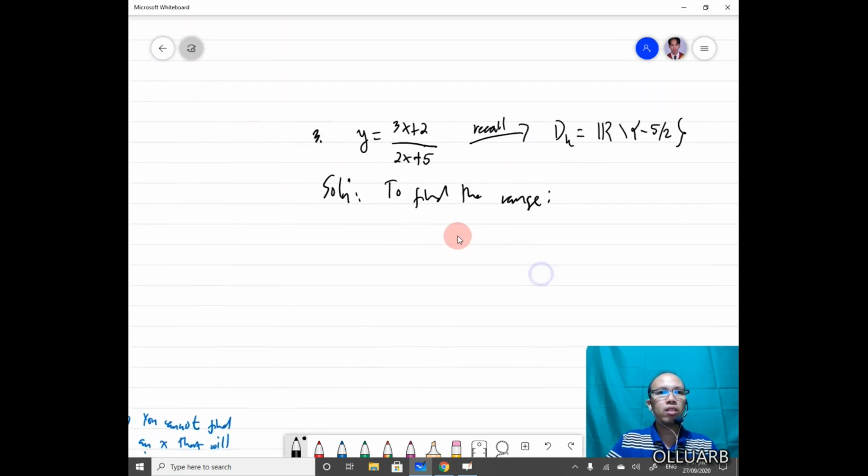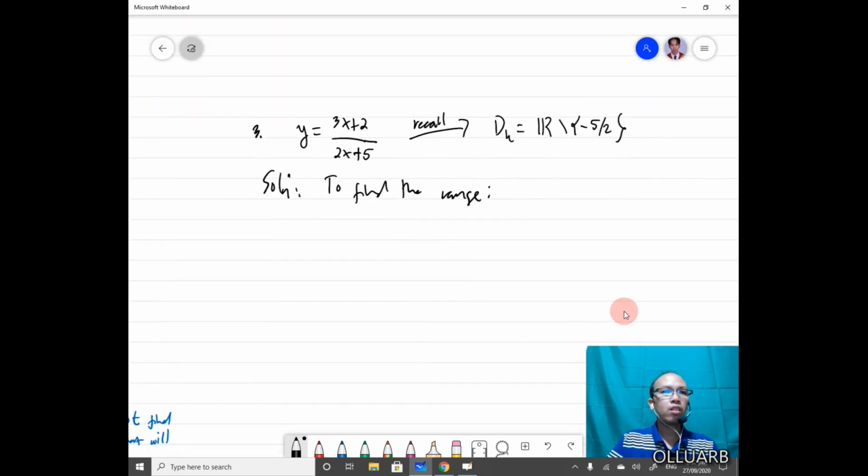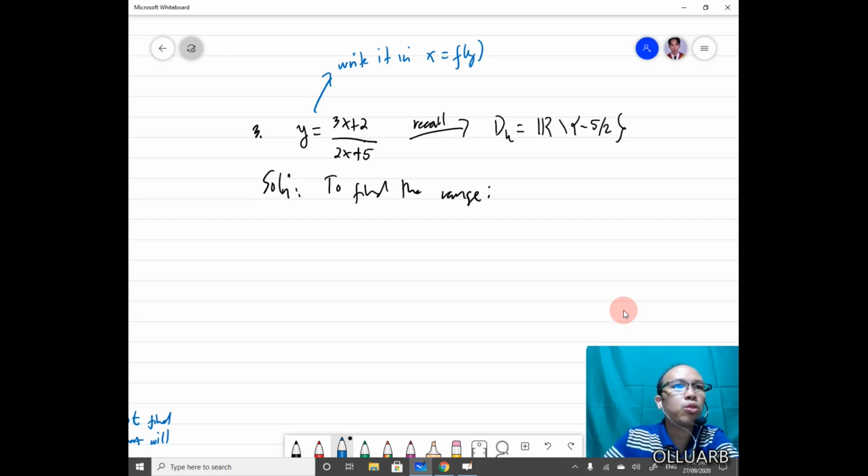So first, let's write this given function, write it in x in terms of y. Okay, so let's try to solve. All the x's must be on one side, and all the y's must be on the right hand side. So what we will do here is to cross multiply.